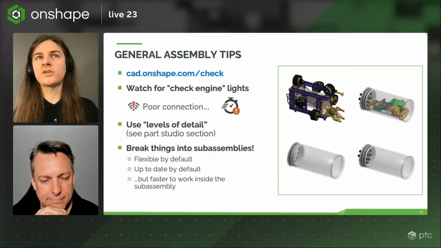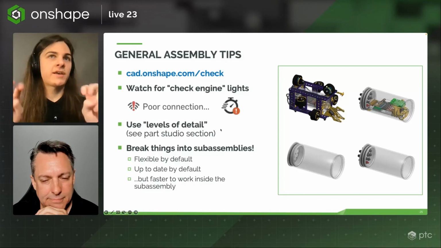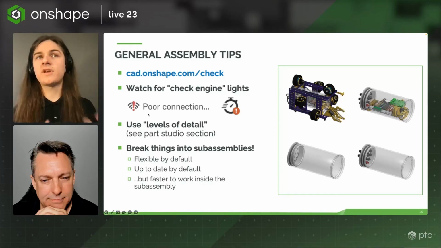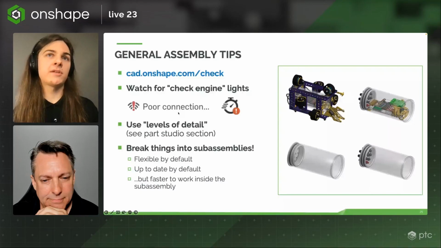What that means is going to cad.onshape.com/check and making sure there aren't any issues, and also watching out for check engine lights that Onshape's trying to show you. For example, Onshape will give you a poor connection warning if you are having network issues, and that'll help you investigate what's going on. Plus, the performance panel will have a little exclamation mark if something's going wrong there. So make sure to check out the connection and the performance panel if you're seeing those warnings come up.